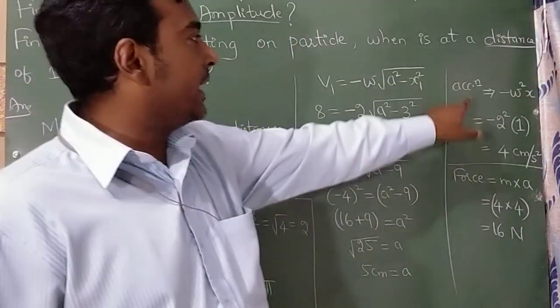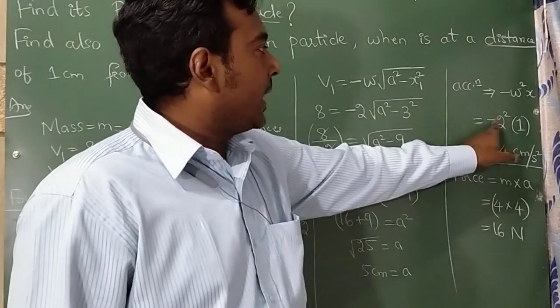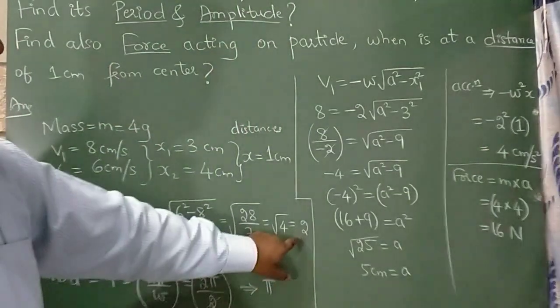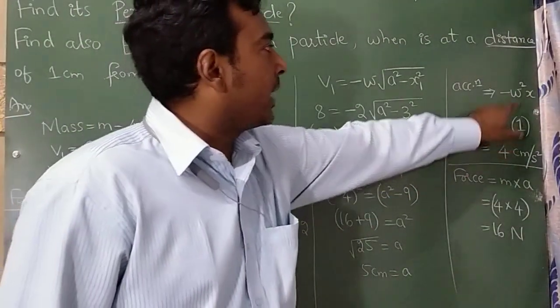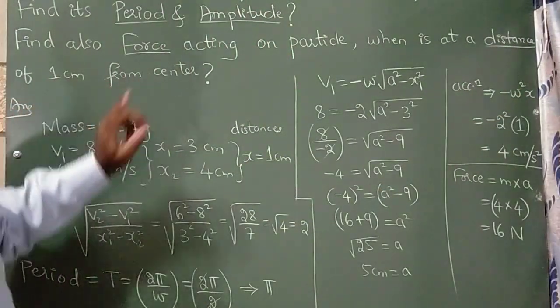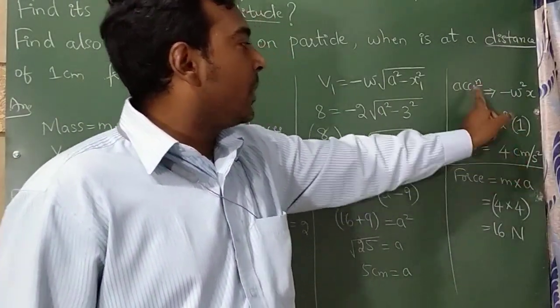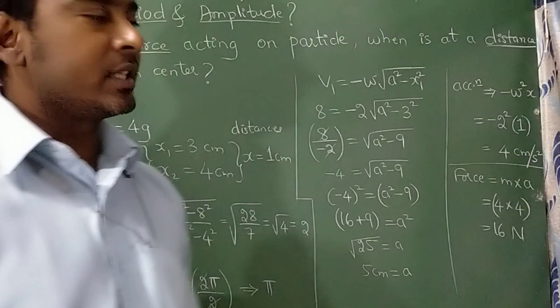So lastly we have to find this force. To find force, we need acceleration. So acceleration is minus omega square into x. Minus, omega is again 2, so I have written 2 square. This x value is the distance they have given here, 1 centimeter from the center. So it is 1. 2 square is 4, 4 ones are 4. But acceleration we need to consider positively.